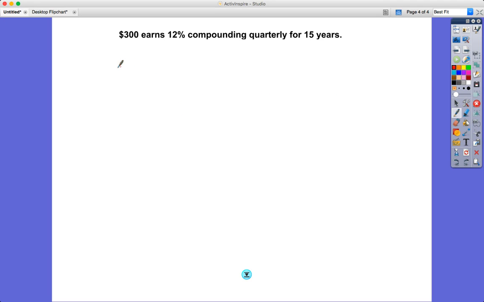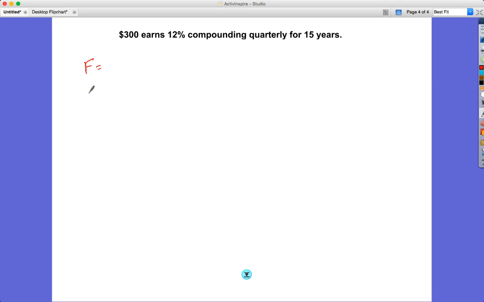And one more, and then I'll show you how to use the calculator too. $300. So again, we're going to have the same kind of things. R, N, and T. We have $300 to start with. The rate is 12%, but we want it as a decimal, so 0.12. Compounding quarterly, that means N is 4. It happens 4 times a year and for 15 years.